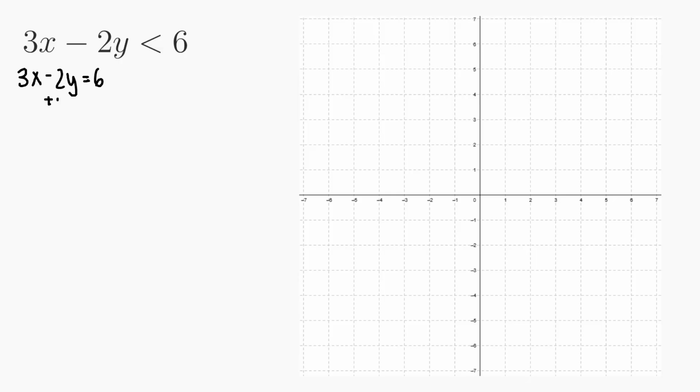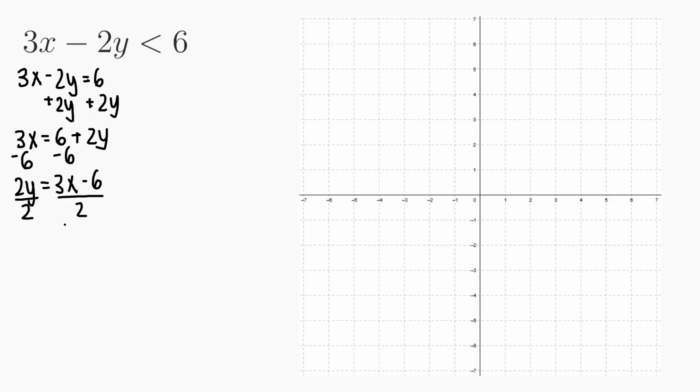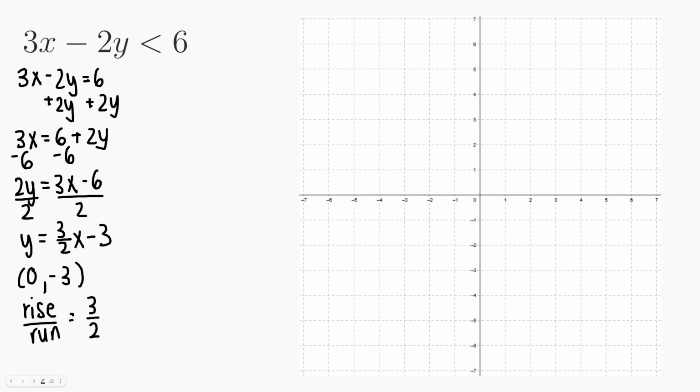So let's add 2y to both sides. We get 3x equals 6 plus 2y. Let's subtract 6 from both sides to get 2y equals 3x minus 6. We divide both sides by 2, get y equals 3 over 2x minus 3. So we know our y-intercept is going to be 0, negative 3. And we know that our slope is 3 over 2.